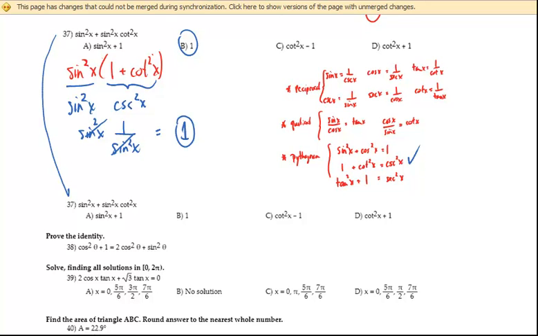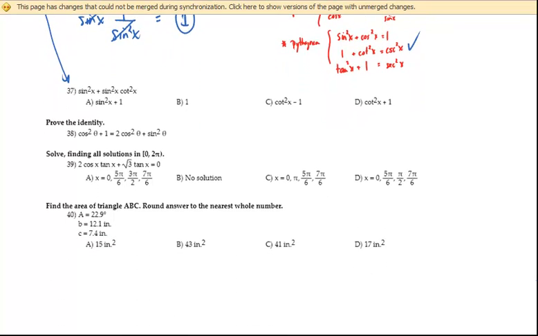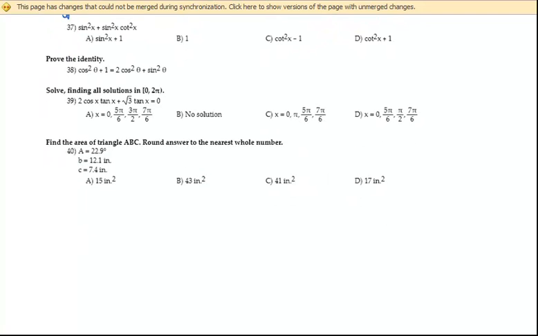I wasn't proofreading, so number 37 down below is the same one. And now we have prove the identity. Let me rewrite 38 on the lower sheet so I have some room to work: cosine squared of theta plus 1 equals 2 cosine squared of theta plus sine squared of theta.